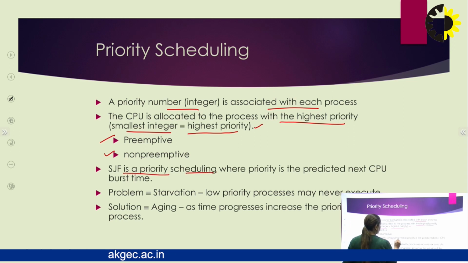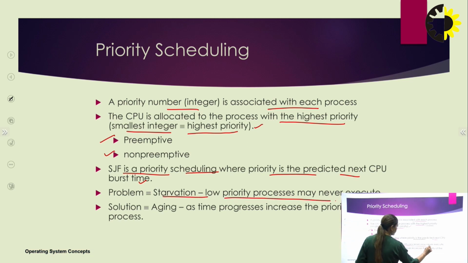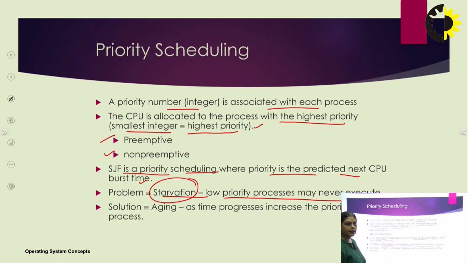SJF is a priority scheduling where priority is the predicted next CPU burst time. The problem with priority is starvation: a lower priority process may never execute. Now there can be a problem in priority scheduling. The problem is called starvation, in which every time a process wants to execute, a higher priority job comes, right? It goes on waiting and waiting and waiting, right? So this situation is called starvation.